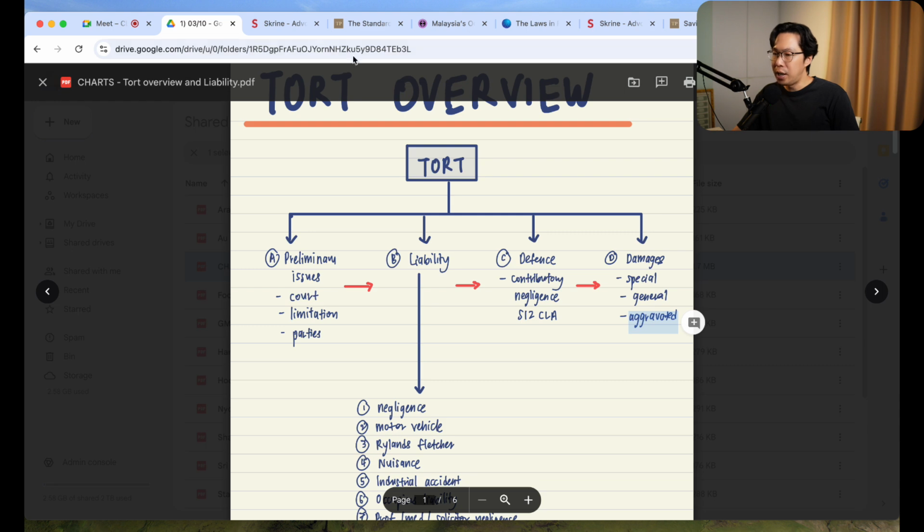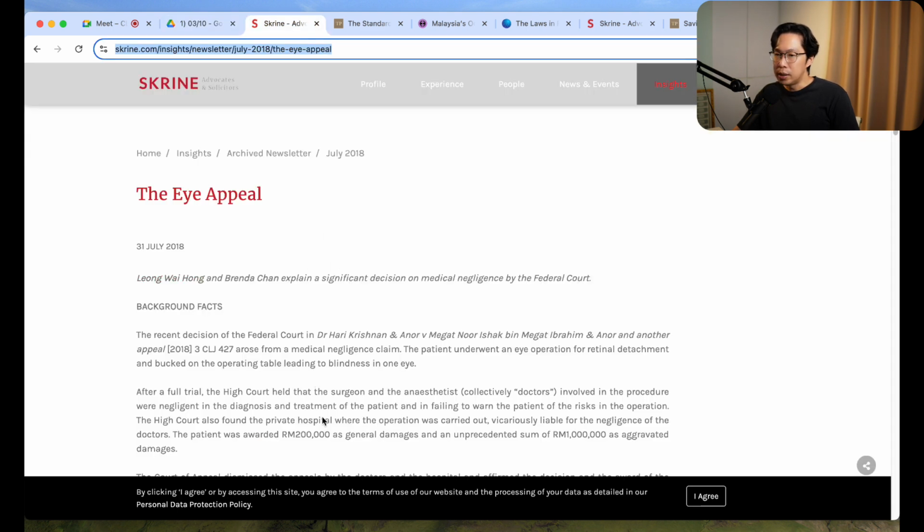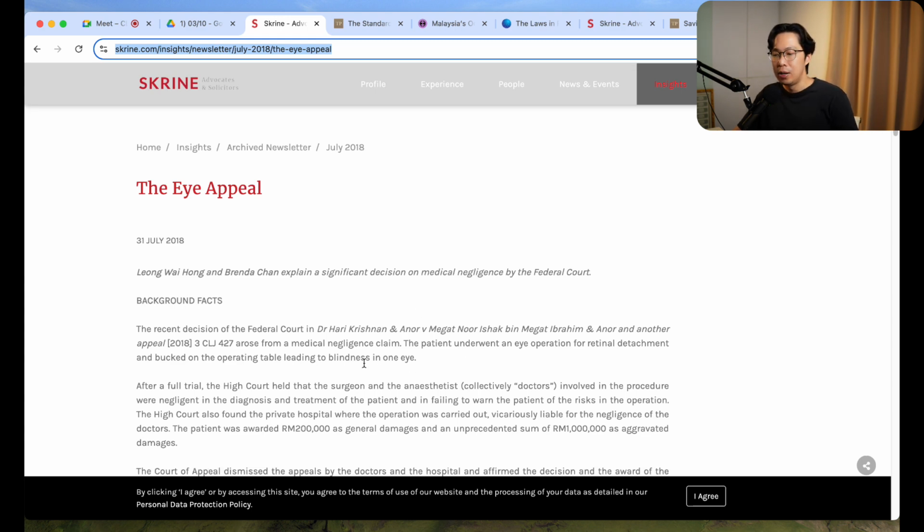In Hari Krishnan, the doctor was negligent in his medical practice, causing the eye to go blind for the patient. Because the eye is blind, it's ugly, so the patient sued him not only for special damages and general damages, the court also gave compensation under aggravated damages. It's like he has to live with that scar for the rest of his life. So that blindness. I want you to read that.